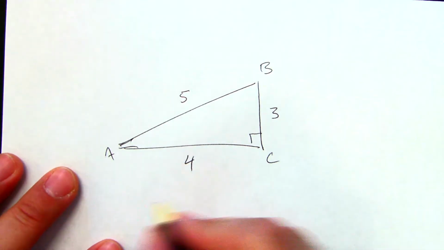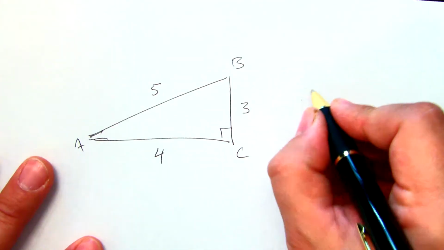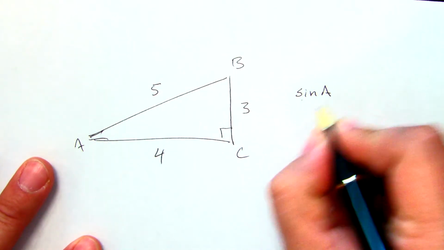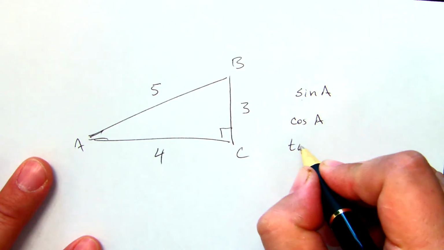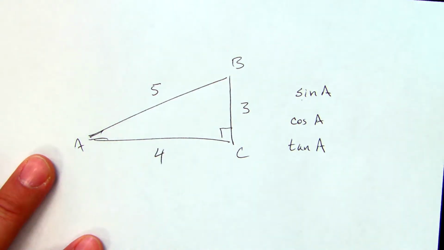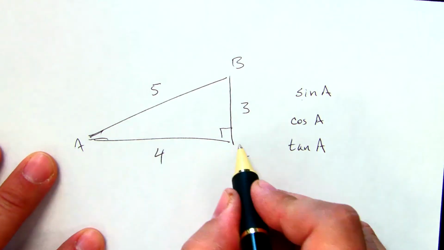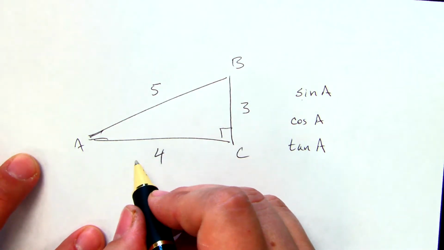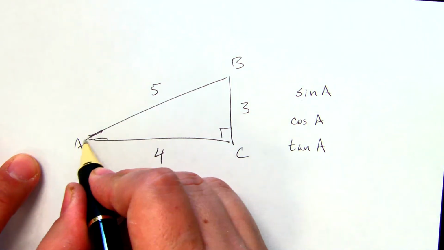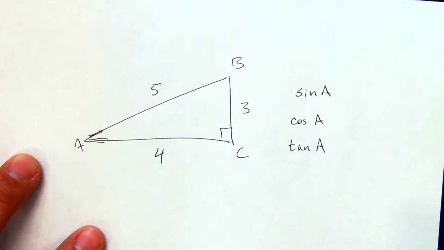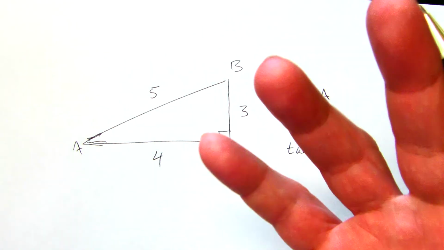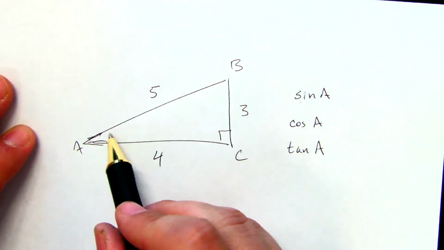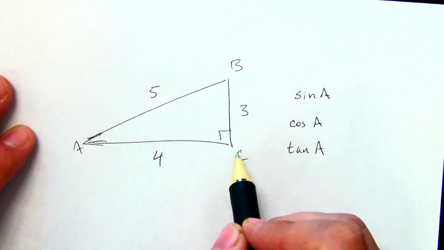Okay, suppose I'm asked to find sine of angle A, cosine of angle A, and tangent of angle A. Well, the first thing I'm going to do is label each of these sides opposite, adjacent, and hypotenuse, because I know that's what goes into sine, cosine, and tangent. Now, the key thing is that opposite, adjacent, and hypotenuse are relative terms. They're all relative to what angle we're looking at. It's going to be relative to one of our acute angles. We don't ever do it relative to the right angle.